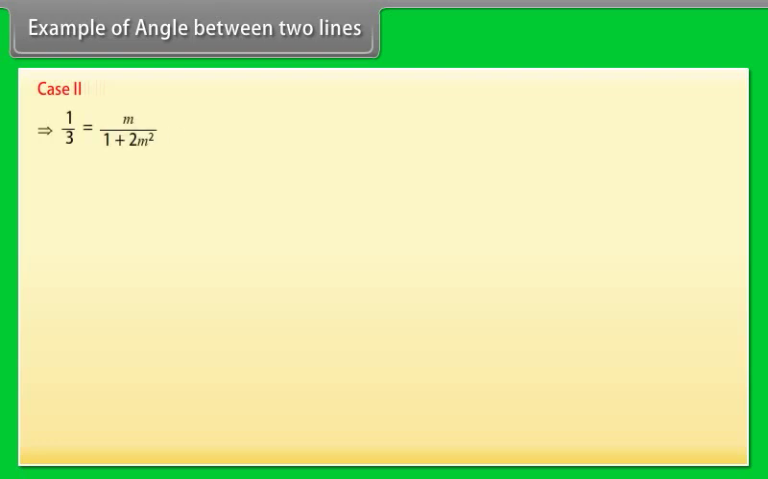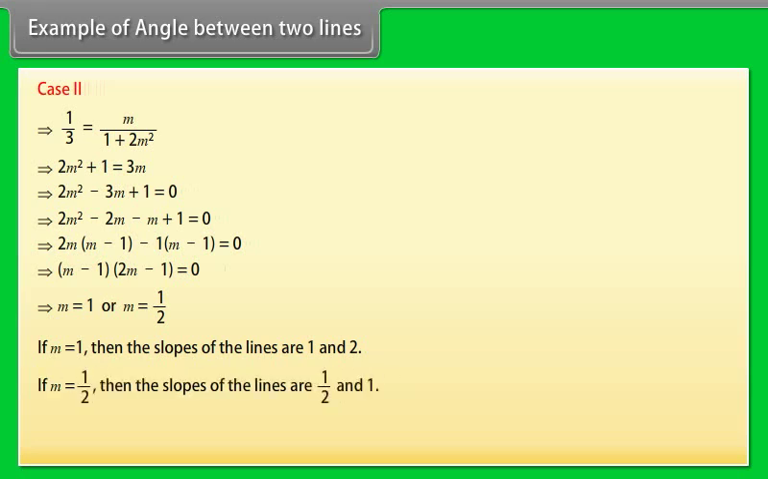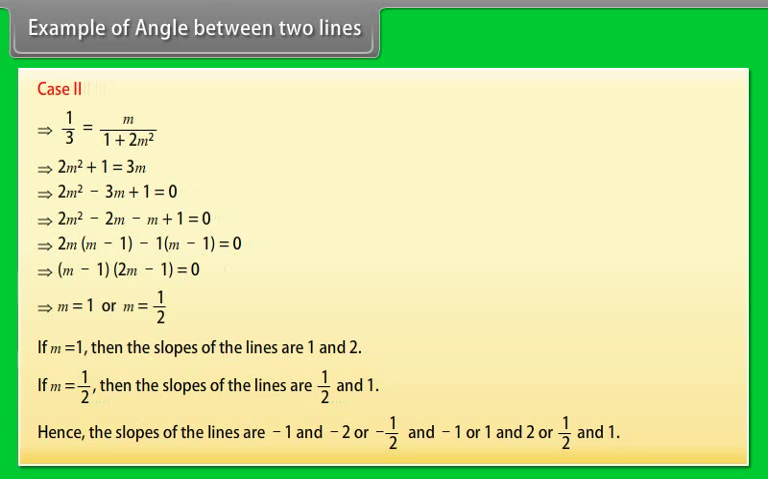1/3 = m/(1 + 2m²). On solving, we get m = 1 or m = 1/2. If m = 1, then the slopes of the lines are 1 and 2. If m = 1/2, then the slopes of the lines are 1/2 and 1. Hence, the slopes of the lines are -1 and -2, or -1/2 and -1, or 1 and 2, or 1/2 and 1.